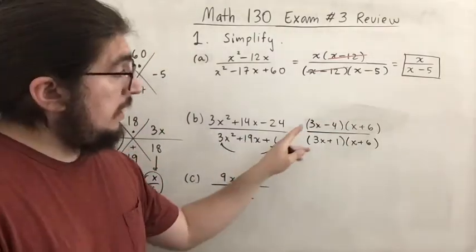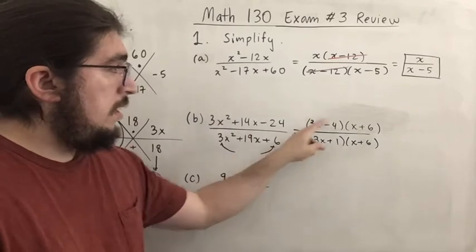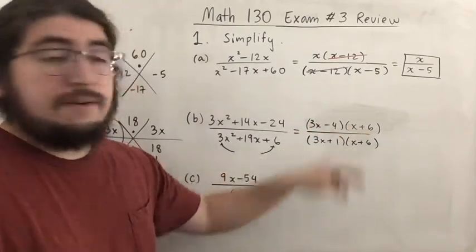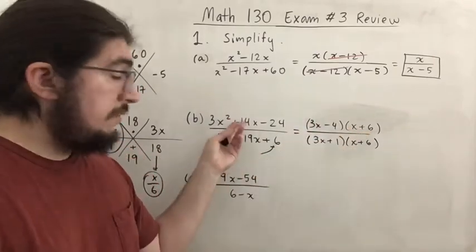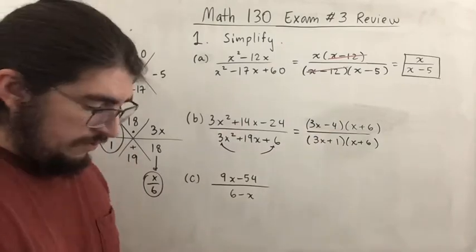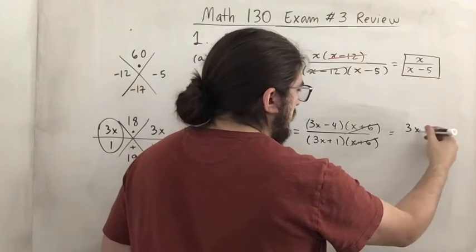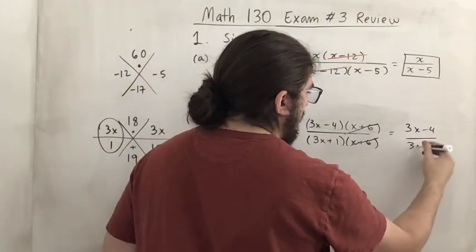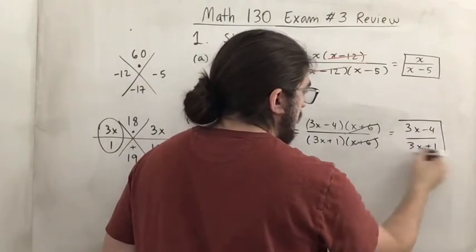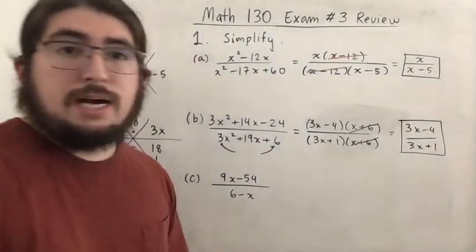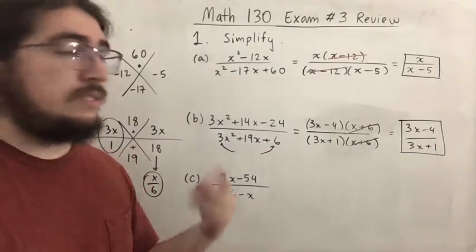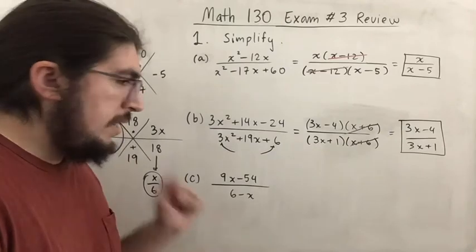And this works. Notice if you FOIL it out, you get 3x squared, 18x, negative 4x, 18x minus 4x is 14x, and then finally negative 24. So now these guys cancel, and we're left with 3x minus 4 over 3x plus 1, which share no common factor. Even though they look like they have the 3x in common, remember those are terms, not factors, so there's no cancellation beyond this. Great.